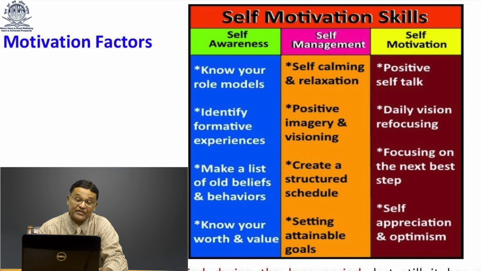Next, daily vision refocusing. Every day, life is a dynamic process. Your goals keep on changing, but your broad goal, the long-term goals cannot change because you have decided it. Short-term goals, definitely, make small minor changes. That is what we say is daily vision refocusing. Then focusing on the next best step. What is the next best step that you can take which can really bring you closer to your SMART goal?